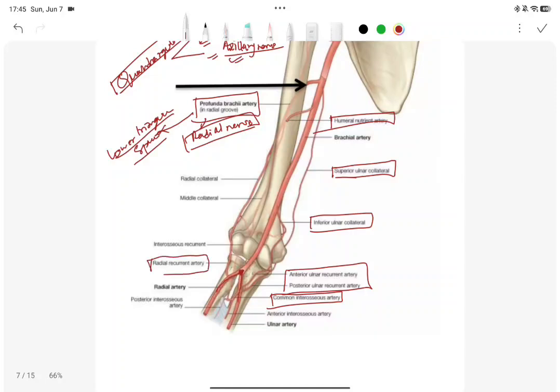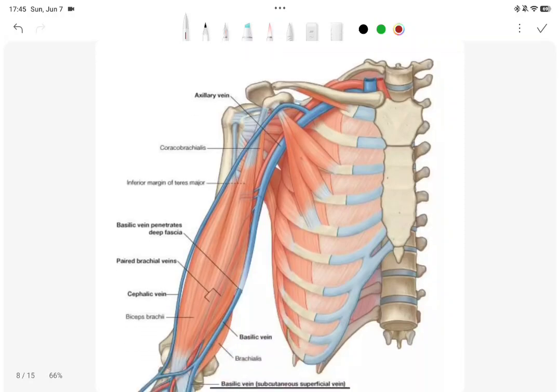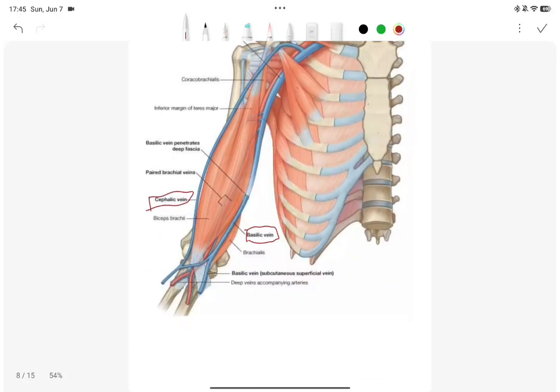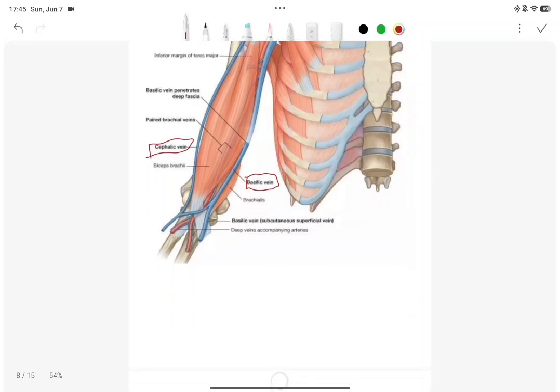So there is a radial recurrent also. Okay, ठिक छ, यो चाहिदैन. So there is also vein है, vein को पनि छ यहाँ, धेरै कुरा छ vein को पनि. So there is the medial basilic vein and the lateral cephalic vein. Okay, these veins, the basilic vein penetrates the deep fascia. Okay, they form the median cubital vein. This is the median cubital vein.